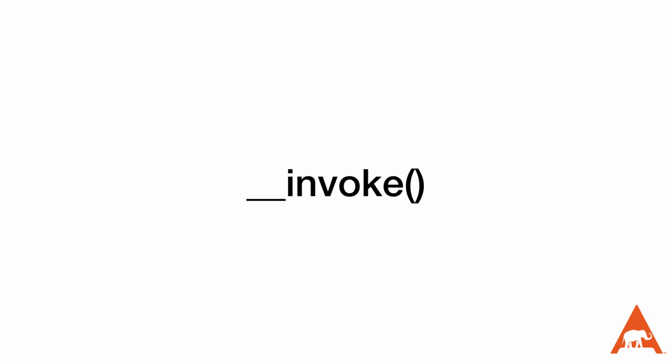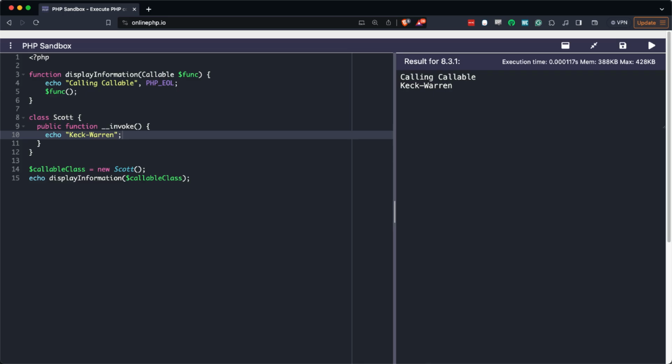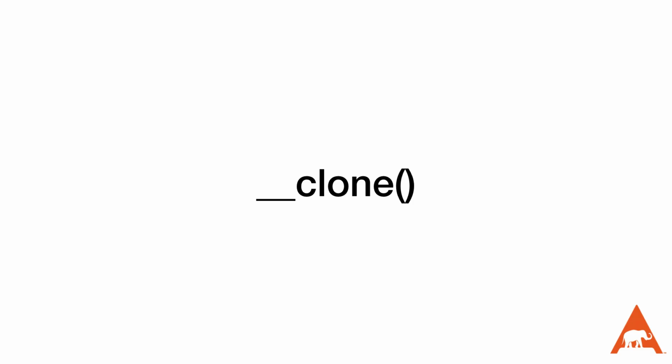The invoke magic method is used to allow us to call an object as a function. This is useful if you need to pass a callable argument to a function and need a way to organize the callable for later use, rather than writing identical closures in multiple locations. The clone magic method is called just after an instance of the class has been cloned. This is helpful if you need to update a property or do a deep copy of the object.